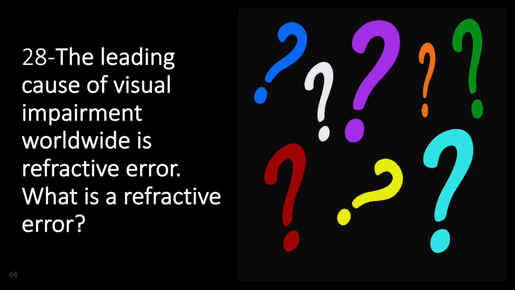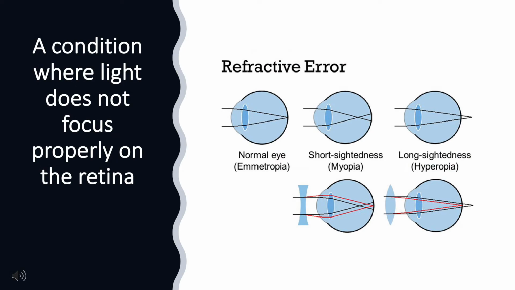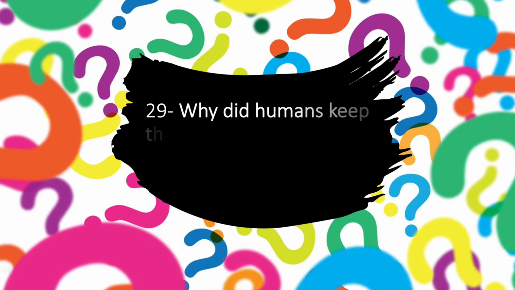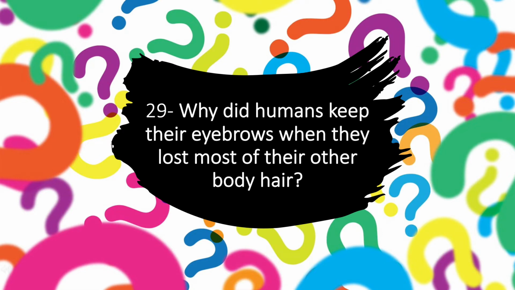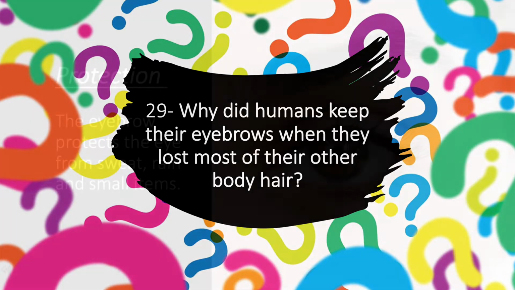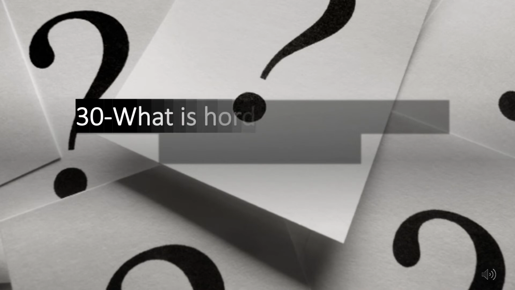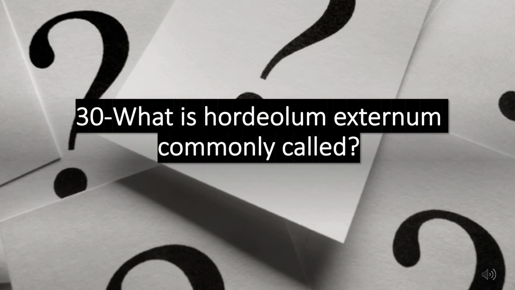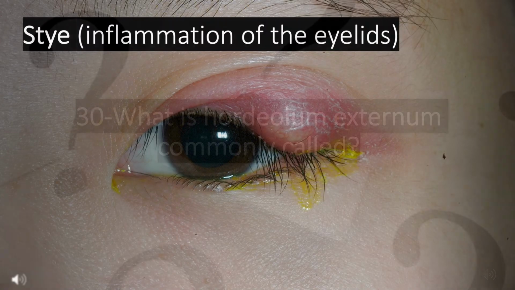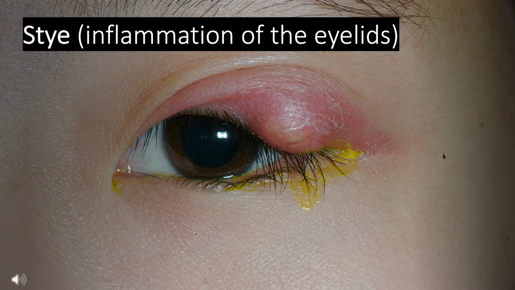28. The leading cause of visual impairment worldwide is refractive error. What is a refractive error? A condition where light does not focus properly on the retina. 29. Why did humans keep their eyebrows when they lost most of their other body hair? Protection. The eyebrow protects the eye from sweat, rain and small items. 30. What is hordeolum externum commonly called? Sty. Inflammation of the eyelids.